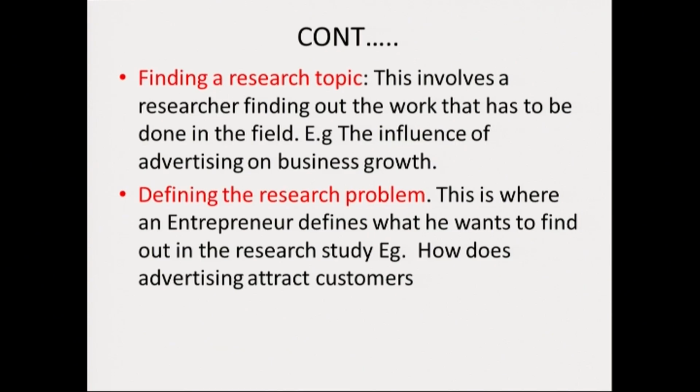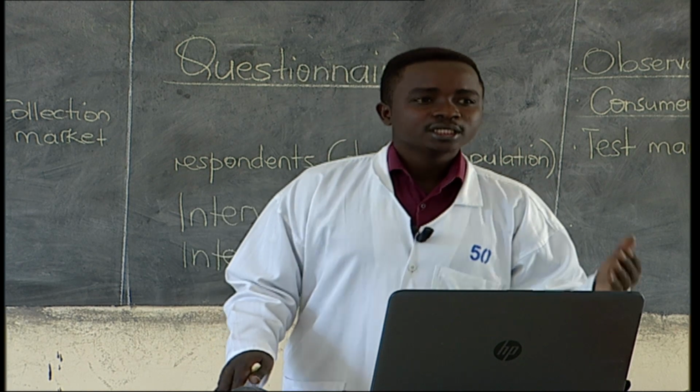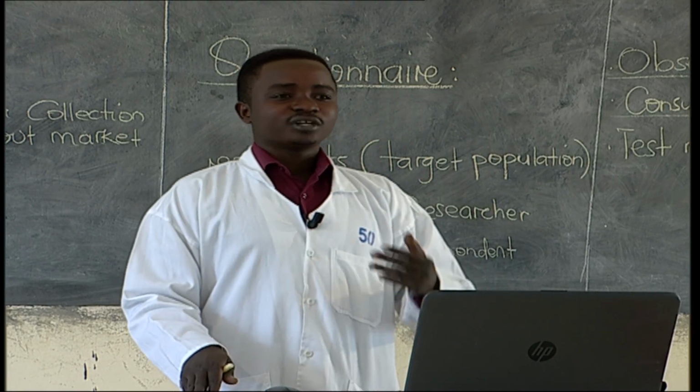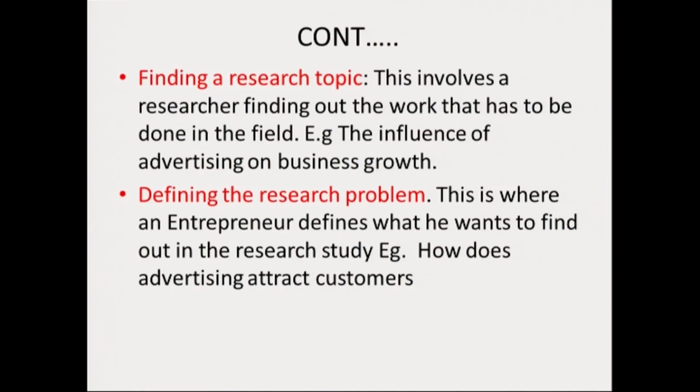So step number 1, we have finding the research topic. What do you want to research about? So what is the research topic here in this case? The research topic must be relevant. This involves a researcher finding out the work that has to be done in the field. For example, our research topic: the influence of advertising on business growth. We have 2 things, the influence of advertising and business growth. That is your topic.